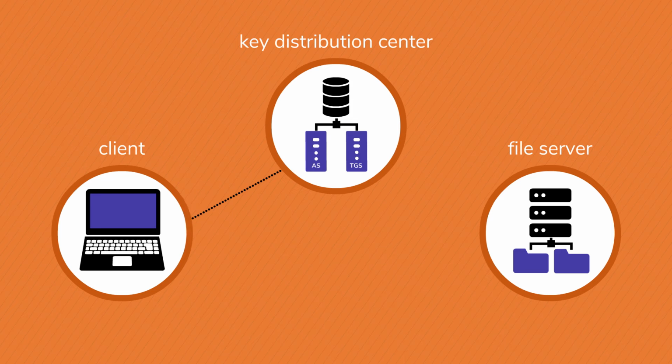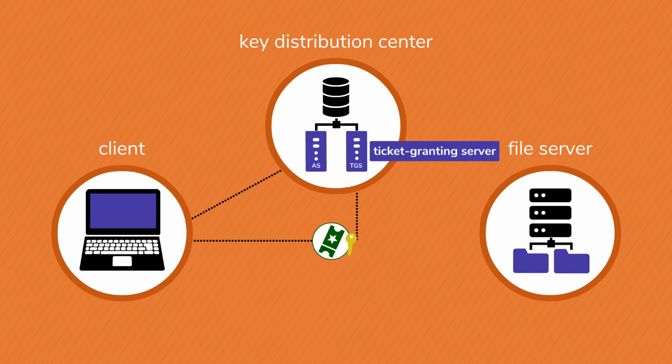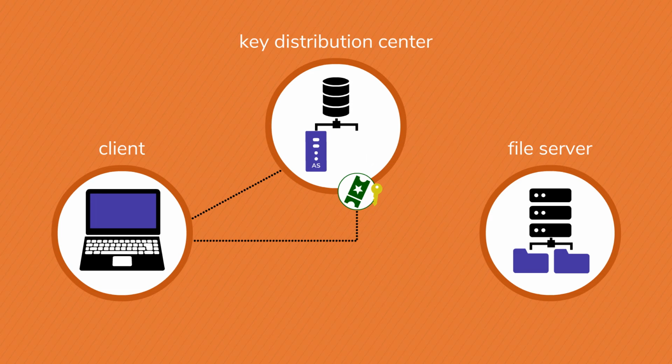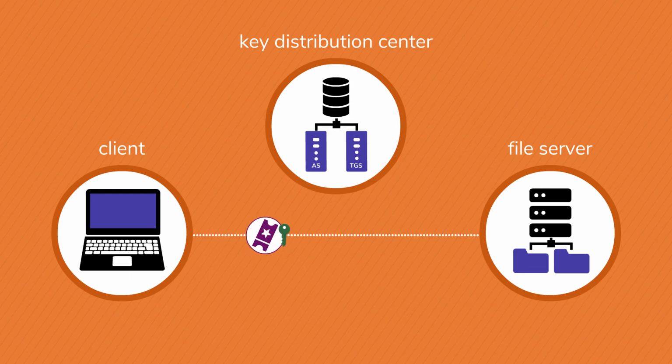The client receives the ticket-granting ticket and forwards the ticket along with its request to the ticket-granting server in the key distribution center. The ticket-granting server decrypts this ticket and provides the client with a token that is encrypted with a different key. This third key is then received by the client and forwarded to the file server.